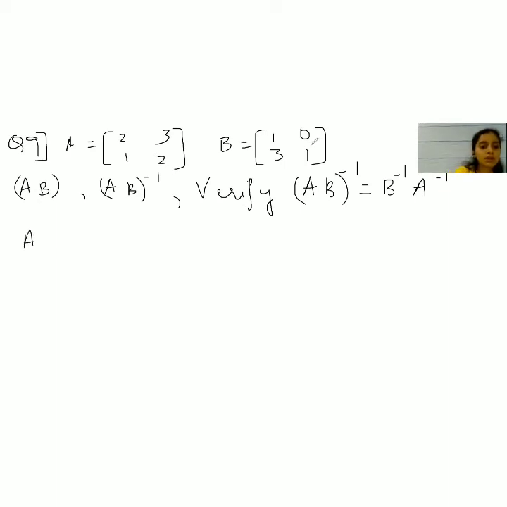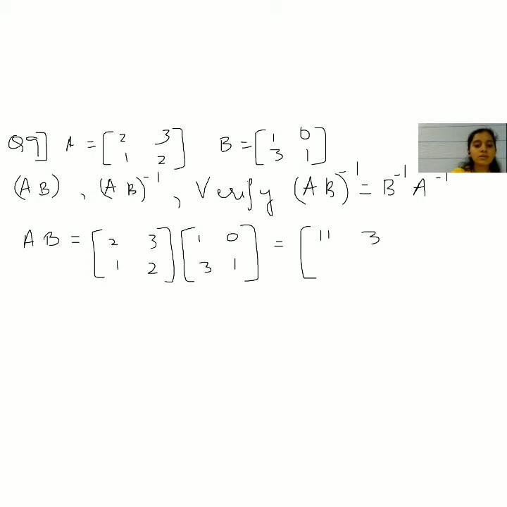First let's multiply A and B. So A into B is equal to 2, 3, 1, 2 and B is 1, 0, 3 and 1. Let us multiply the two matrices. The answer matrix will be 2 plus 9 that is 11, 0 plus 3 that is 3, 1 plus 6 that is 7 and 0 plus 2 that is 2. So this is your AB matrix. Now we'll find its inverse.